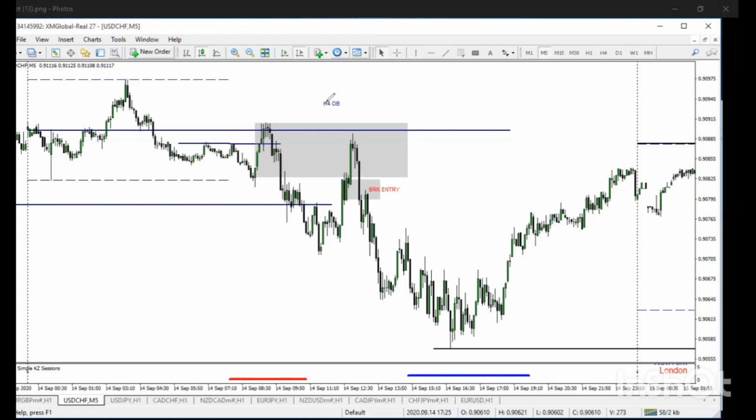So let's see. This was the one also. So I think it's written 4-hour order block. This was 4-hour order block. Right. So like I told you last time, look for imbalances in the order block. There was this imbalance here, and there was another one here.